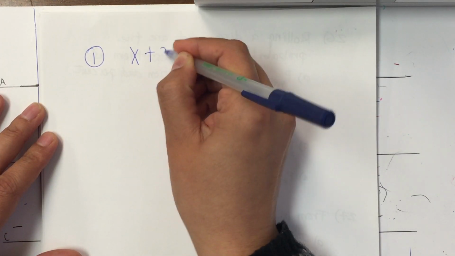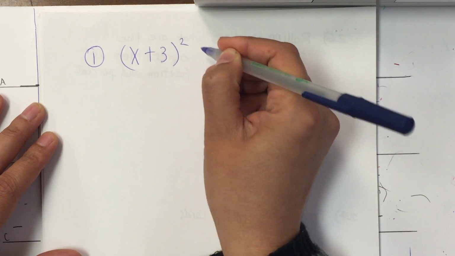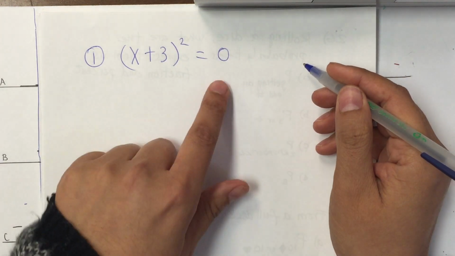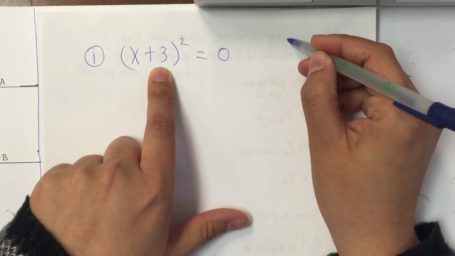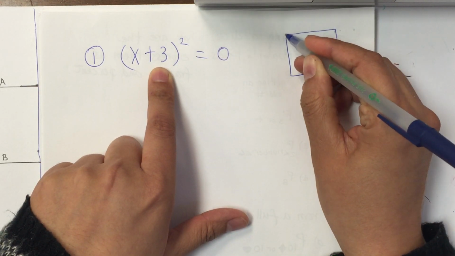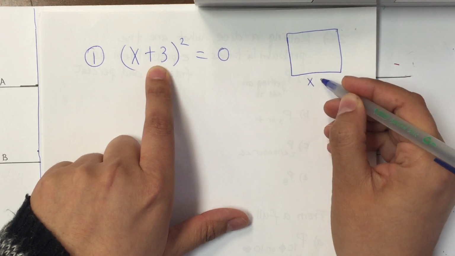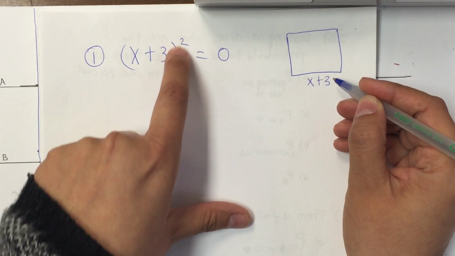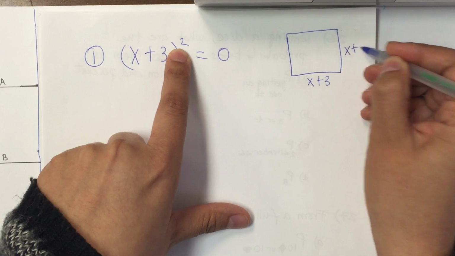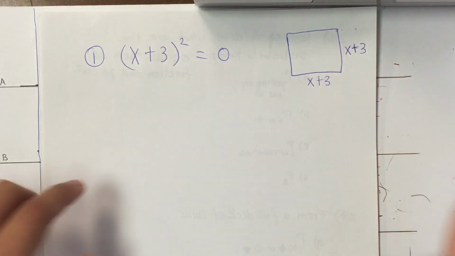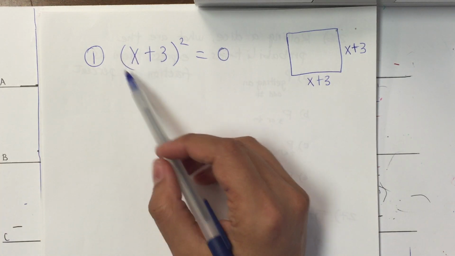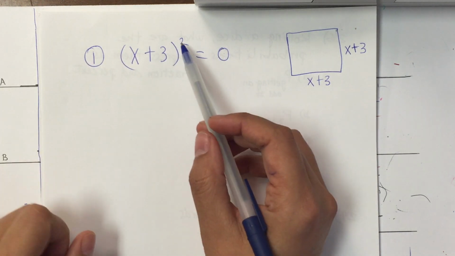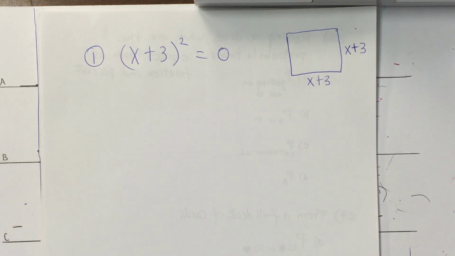So if we have something like this, remember that when we have a square, it's a perfect square. Why? Because we're talking about that one of the sides of a square would be x plus 3, and then also the other x plus 3. Okay? But how would you solve x plus 3 all to the second power equals 0? It's similar to the previous lesson.